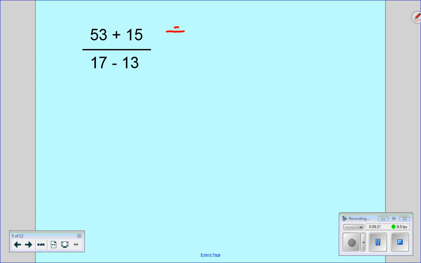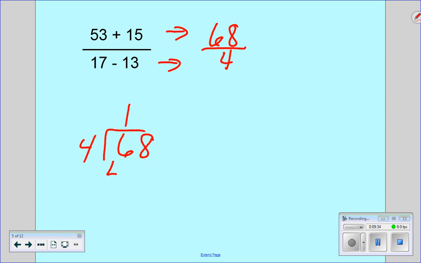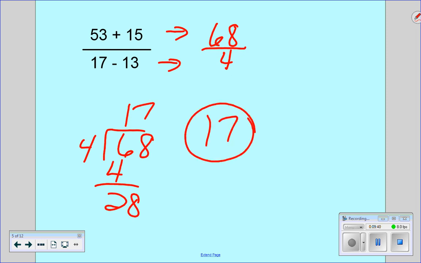So let's figure this one out and this one out. Then we should be able to divide. Well, I know this bottom one's going to be 4. And what's this top one? 68. Now I can do it. Divide by 4 goes in once. 28 goes in 7 times. Should be 17. Is that right?